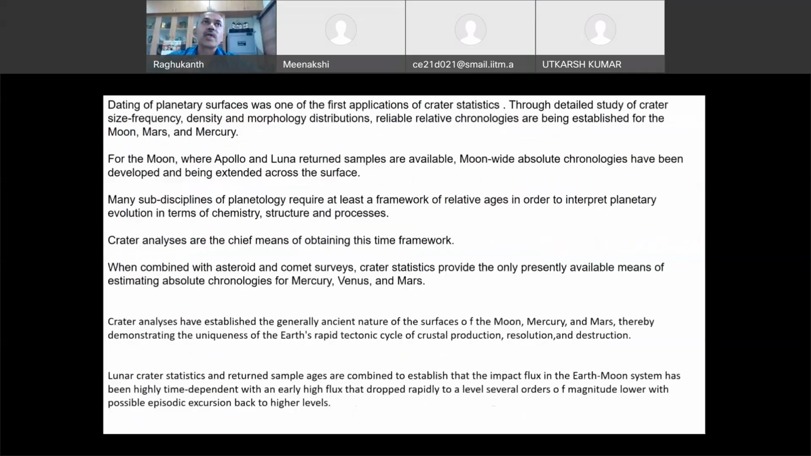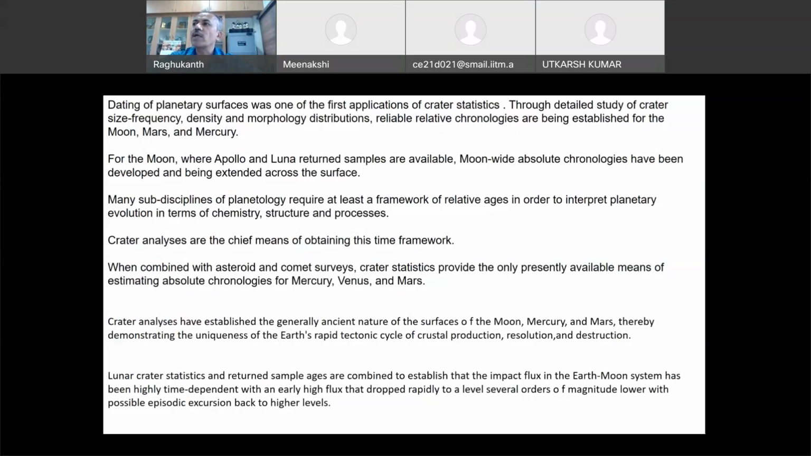So the dating of planetary surfaces was one of the major things. And then the detailed analysis: the crater frequency, where you have to count the number of craters and their size, frequency, density, morphology, and distributions. This has been used to estimate the relative ages in all other planets itself.